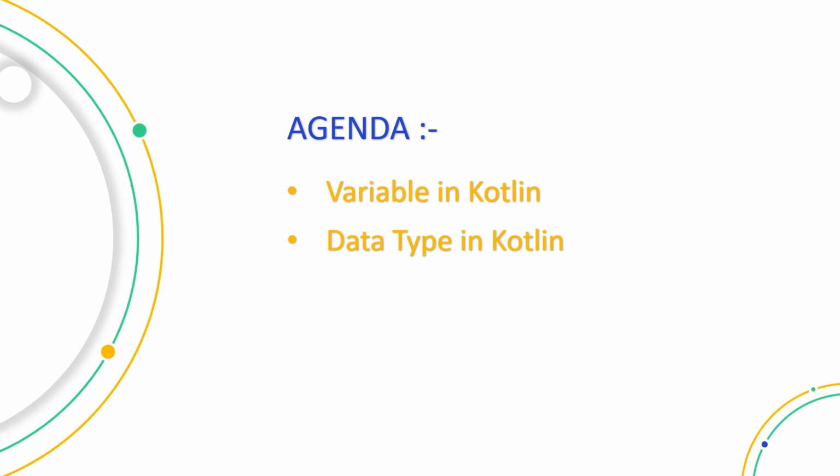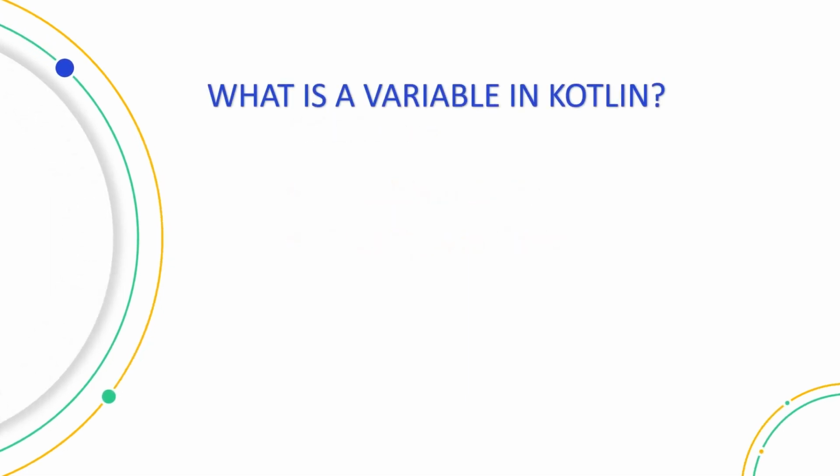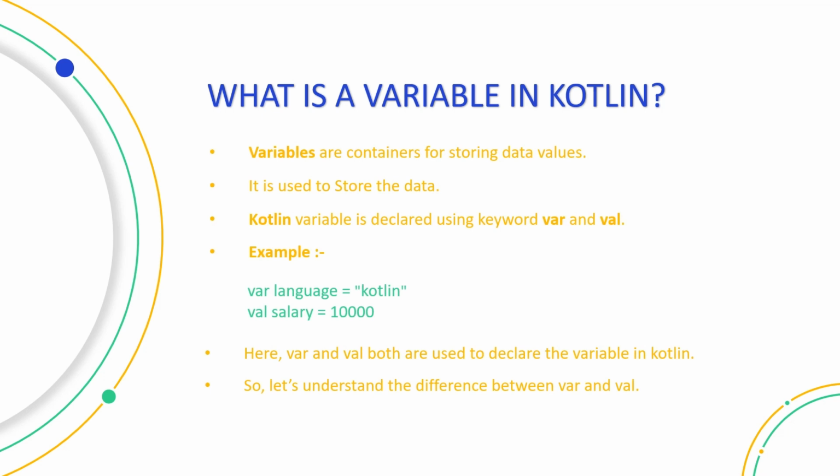आज के एजेंडा ये है Variable of Kotlin and data type in Kotlin. Let's understand the variable in Kotlin. First concept is what is a variable in Kotlin?